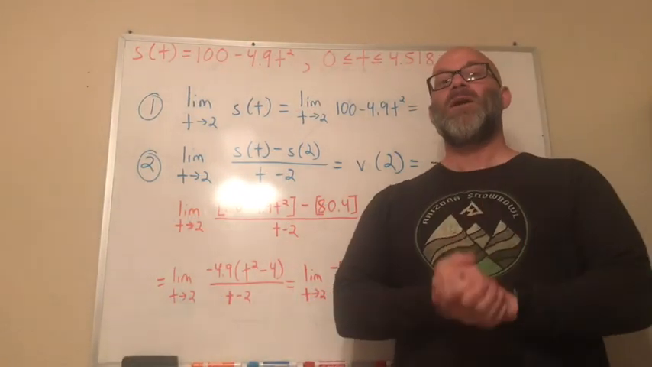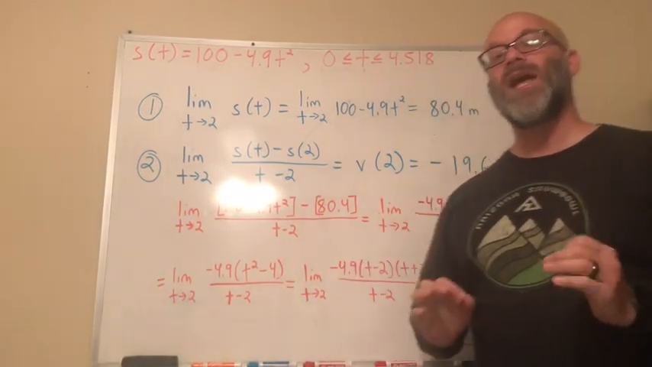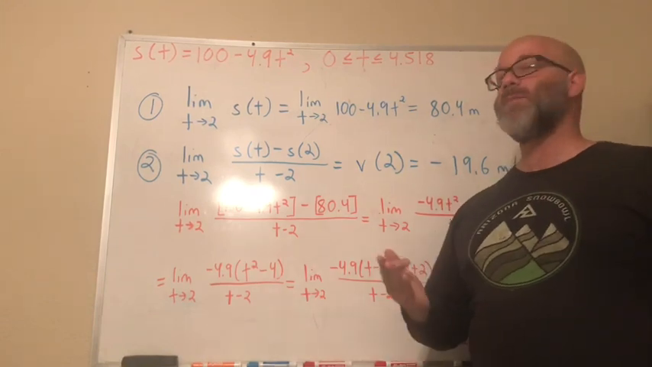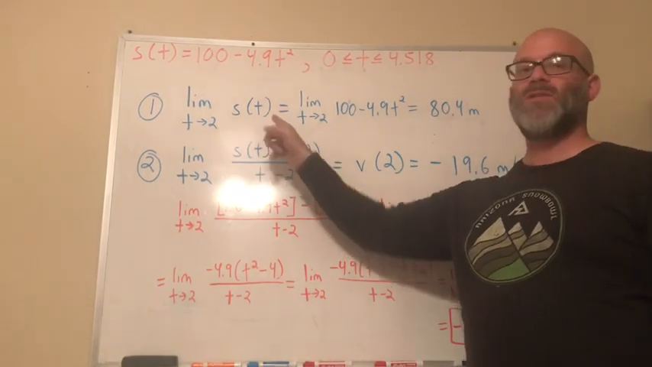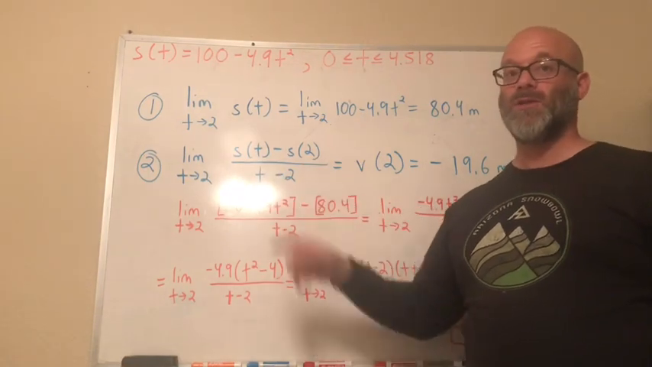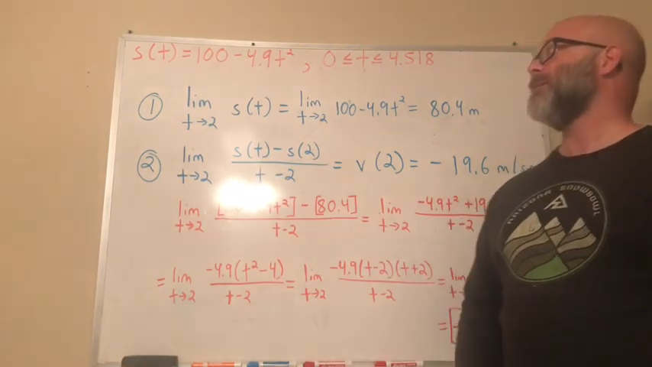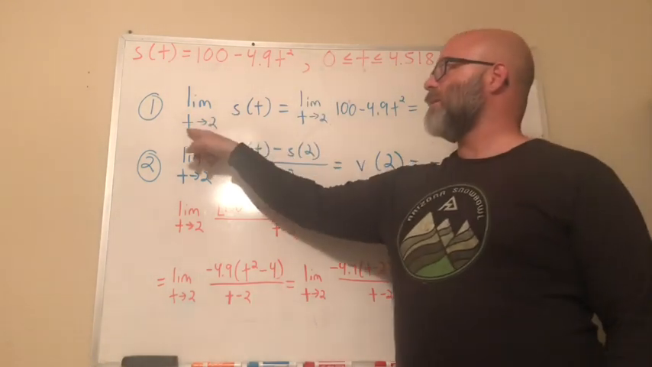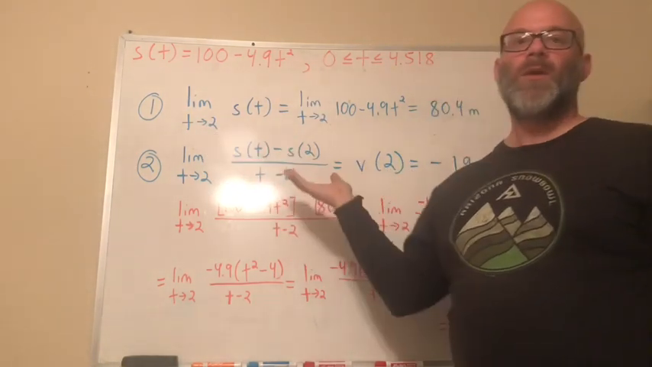All right, folks, we want to wrap this up well, so we have to compare 2 limits: the limit as t approaches 2 of s of t, and the limit as t approaches 2 of this difference quotient. They're very different, okay? If I asked you what's the limit as t approaches 2 of s of t, what am I asking you?